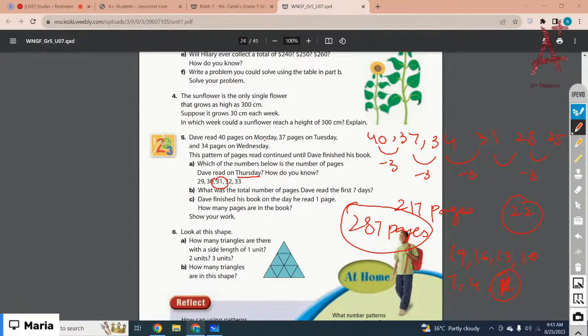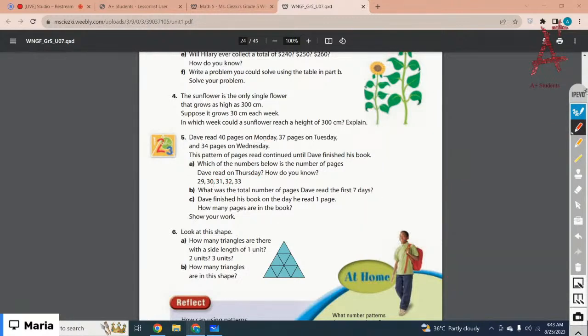Okay, let's just do the last one. Look at this shape. How many triangles are there with a side length of 1 unit, 2 units, and 3 units? 1 unit: 1, 2, 3, 4, 5, 6, 7, 8, and 9. They all are 1 unit, right? 9 triangles with 1 unit.